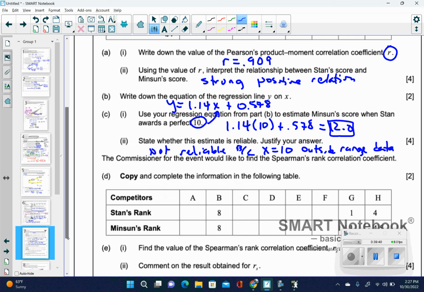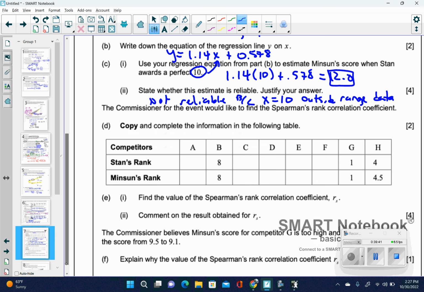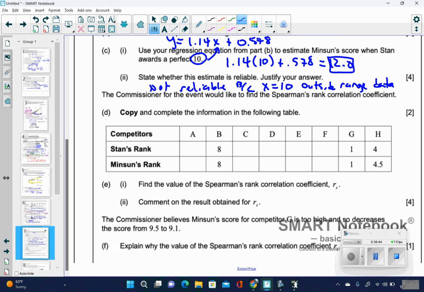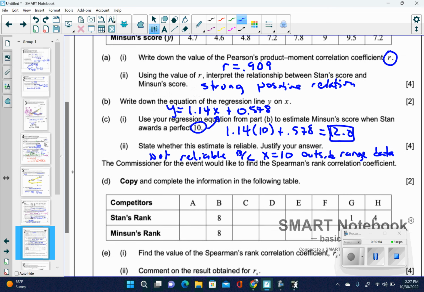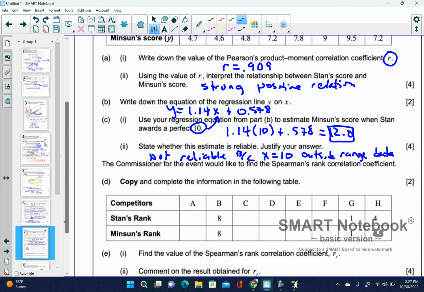Alright, so now we're going to do some, they frequently do this, where they take Pearson and then ask a question about Spearman as well. So now all you have to do is take the numbers that we have above and rank them. So let's go ahead and do that.